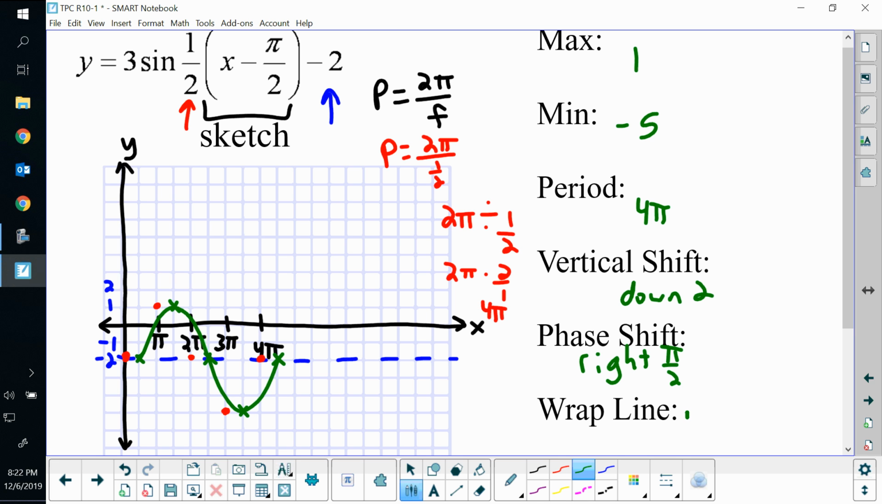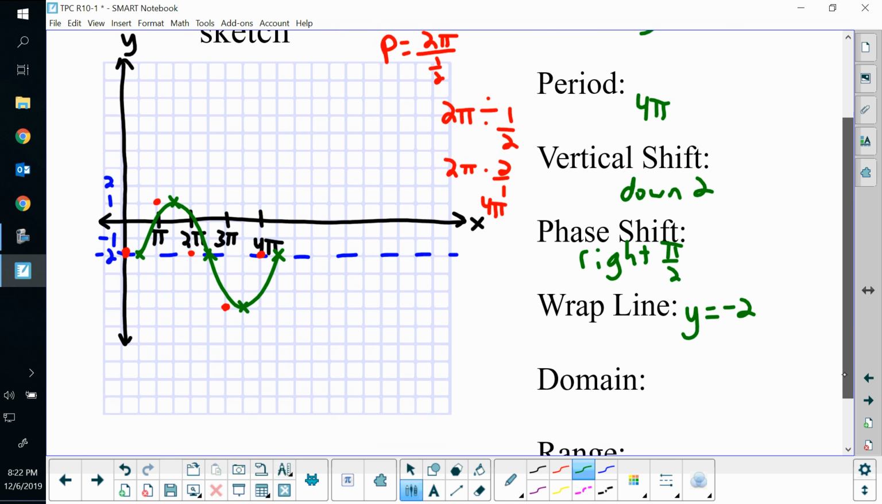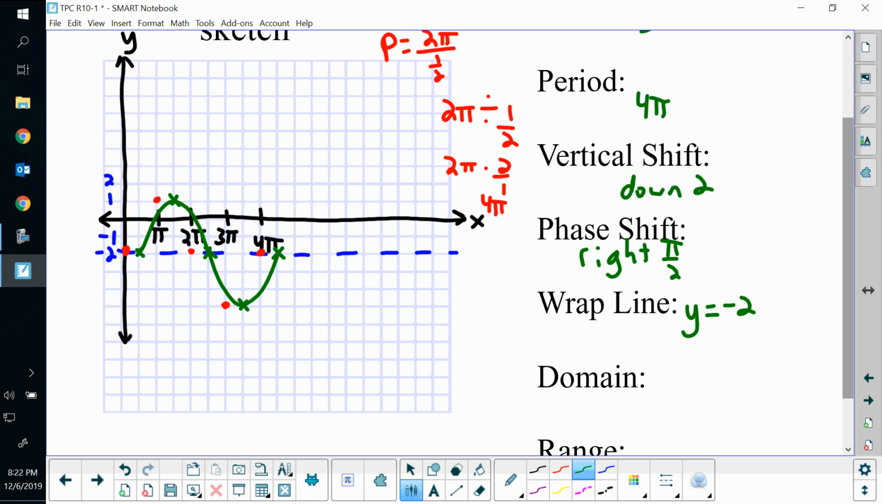The wrap line needs to be an equation. It's always just y equals whatever that value on the end is. So y equals -2, the wrap line, midline, whatever you like to call it. The domain for sines and cosines is all real numbers. That's the symbol for all real numbers, or if you would actually like to write out all real numbers, you can do that as well.